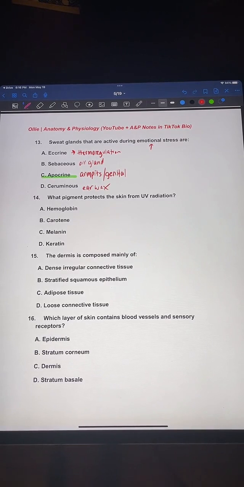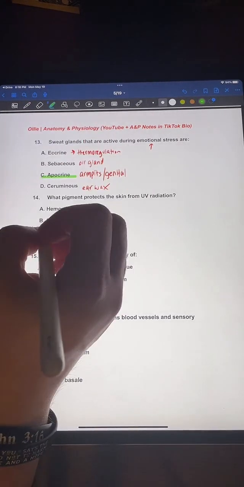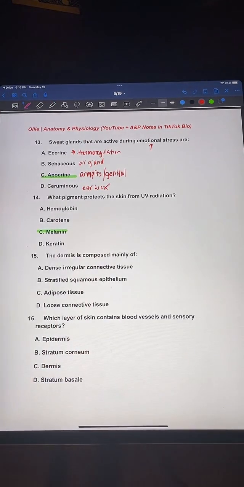Number 14, what pigment protects the skin from UV radiation? The answer is C. It is melanin. Melanin absorbs UV rays.